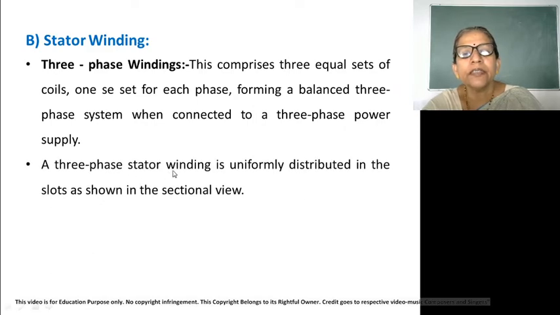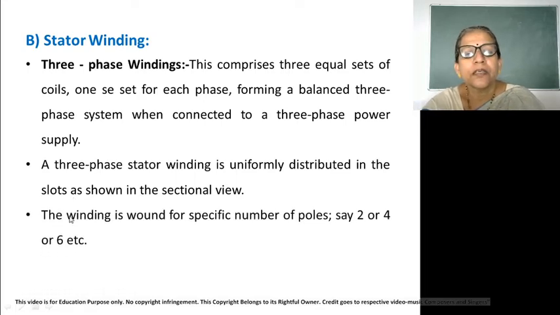A three-phase stator winding, once it is structured, is uniformly distributed in the slots as shown in the sectional view. The winding is wound for a specific number of poles. You remember, number of poles has to be an even number, means at least one pair of poles, means you should have two poles or 4 poles or 6 poles, etc.